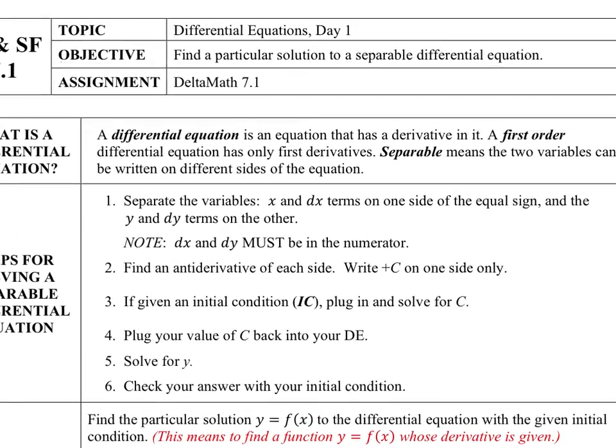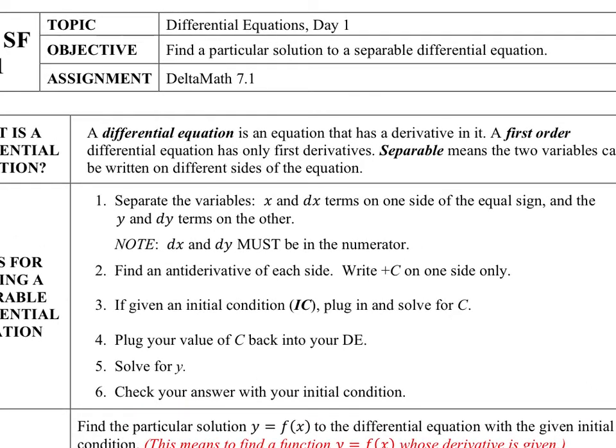Sometimes you'll hear the type that we're going to talk about called first order separable differential equations. A differential equation is simply an equation that has a derivative in it. When we call them first order, what that means is you're going to be dealing only with first derivatives. And when we say separable, what that means is we'll be able to separate out our two variables.